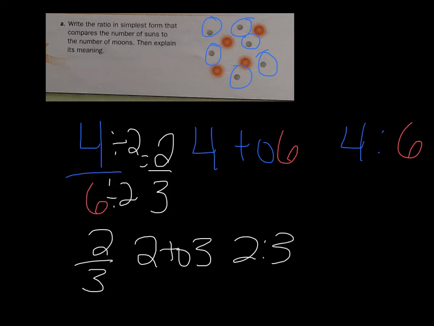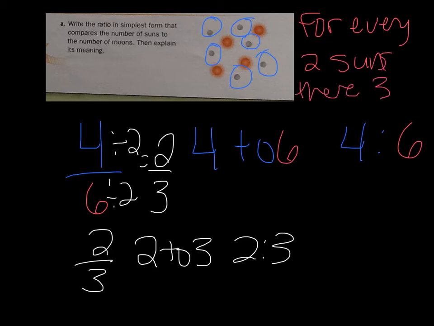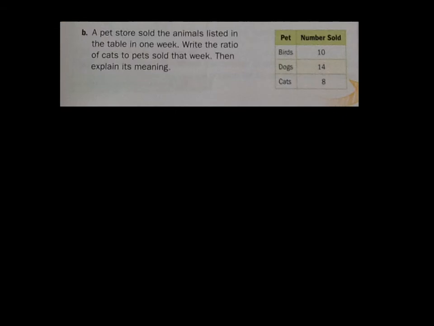When it says explain its meaning, what we want you to say is, for every 2 suns, there are 3 moons. So for each of these problems, it's going to have you explain its meaning, and that's what we are looking for. You can follow along with me on page 21.